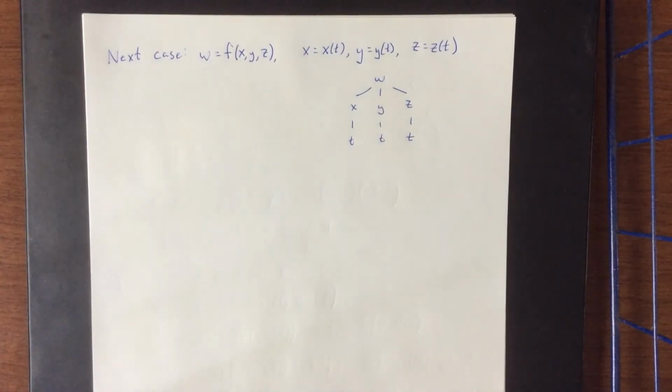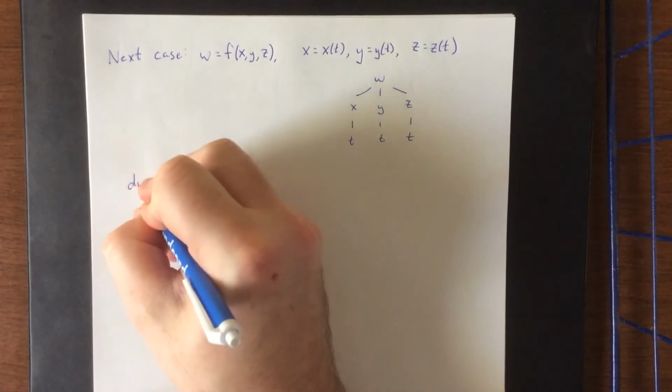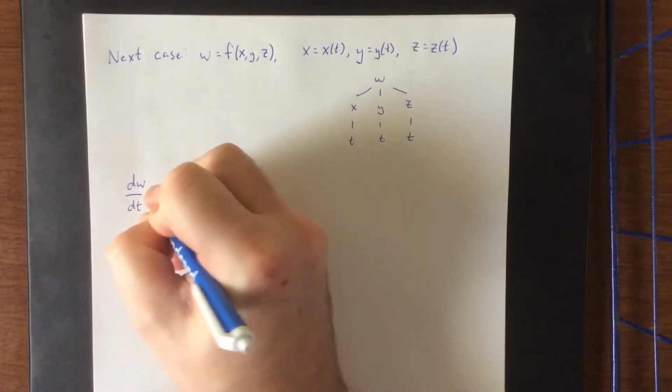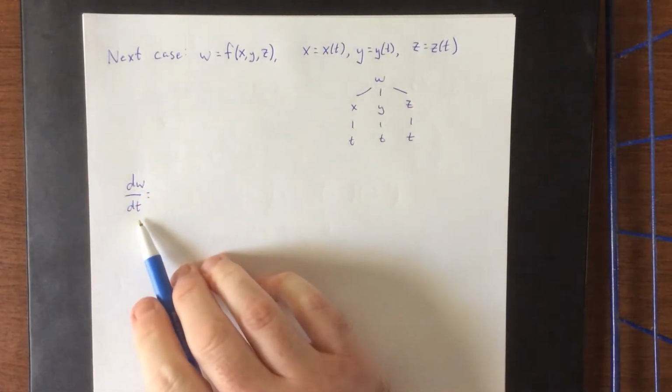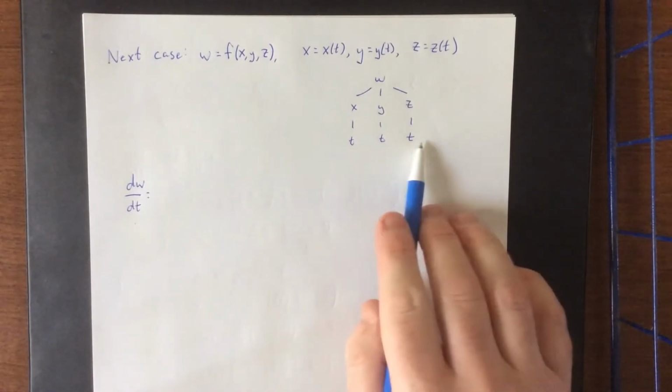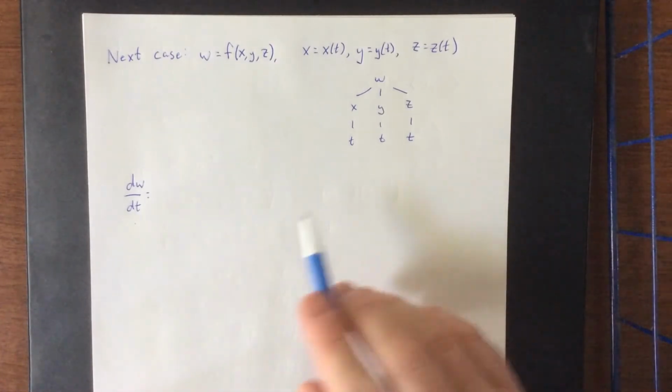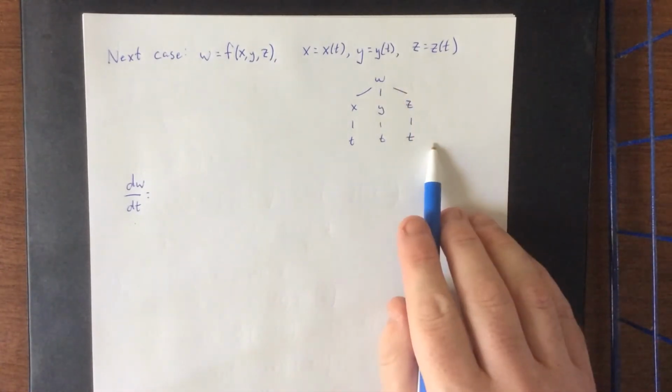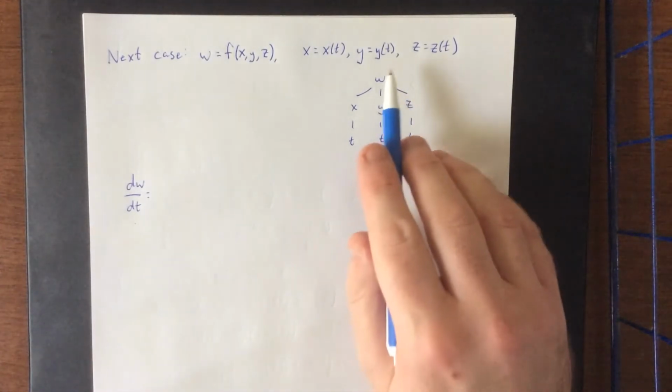Now if I wanted to come up with an expression for the derivative of w with respect to t, dw over dt, this would be an ordinary derivative, not a partial derivative, due to the fact that we have only one independent variable in this case. So to get from w to t, we have three different ways we can do so.